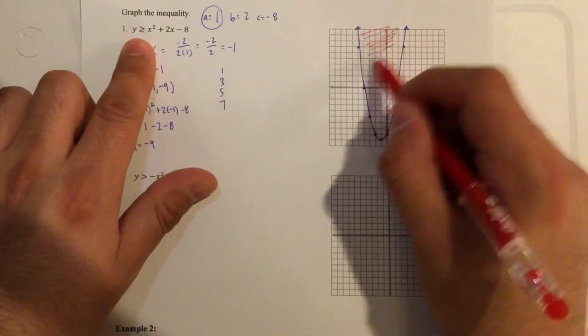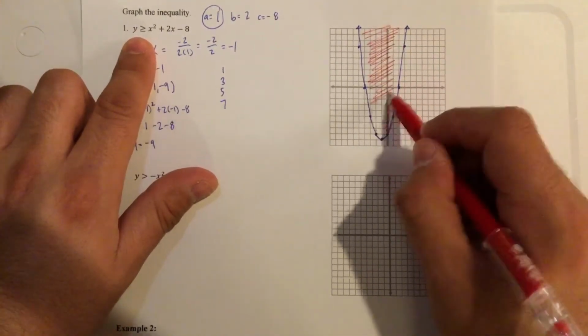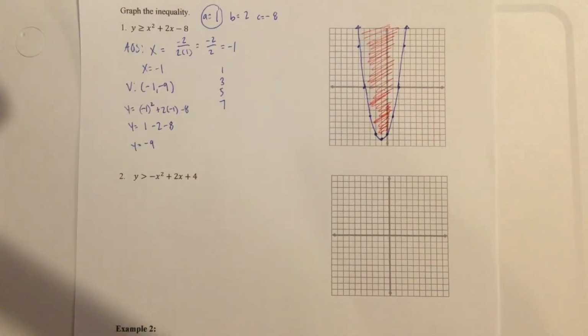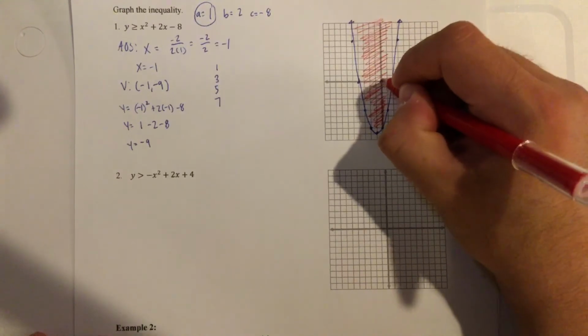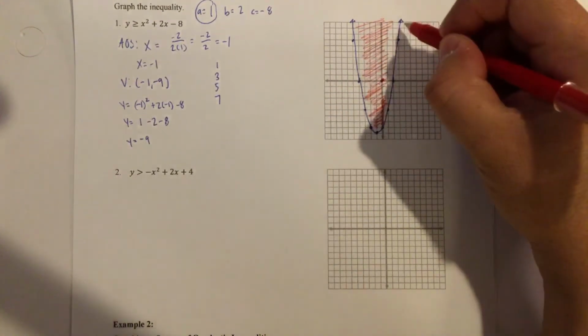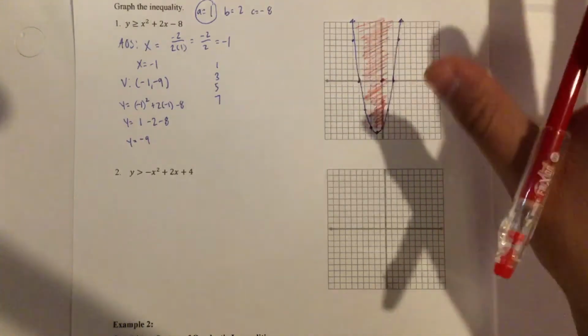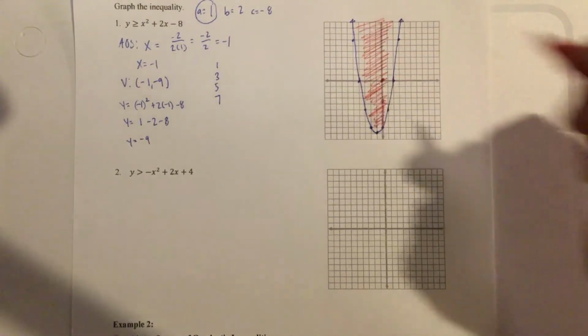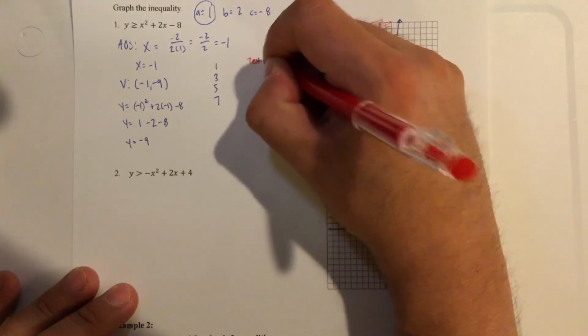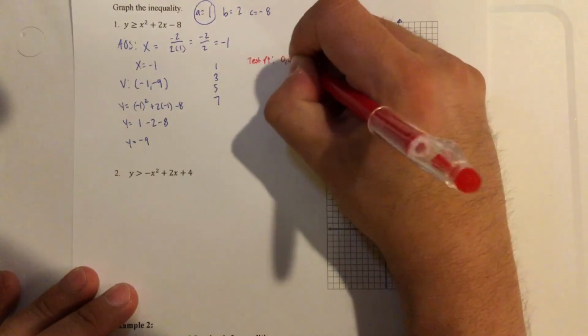So I know that when I test a point inside, it should be inside of the parabola. Now, granted, usually the point that you want to test that's inside the parabola, if it's possible, is 0, 0, okay? And I only use that point if it can't be on the line, whether it's solid or dashed. It can't be on the line, and I keep it right here. So I'm going to test the point 0, 0. So my test point is 0, 0.